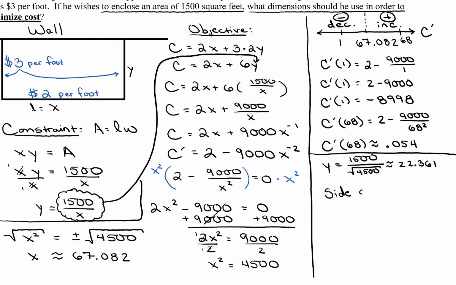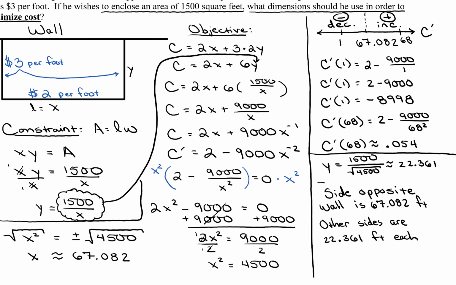Now we can write down our measurements for these sides of this corral. I'm going to write down that the side opposite the wall is 67.082, and we're going to label the units as feet. The other sides are 22.361 feet each. And I'm going to box that answer in. And that's going to be our final answer for this problem.